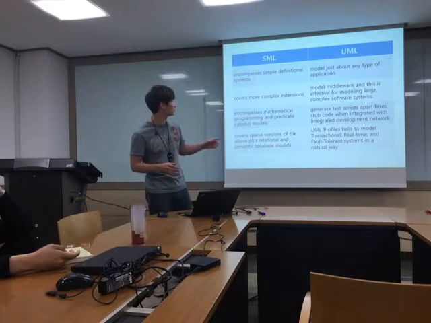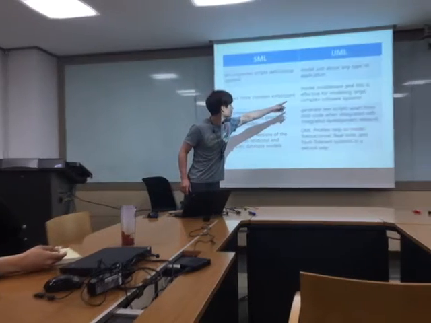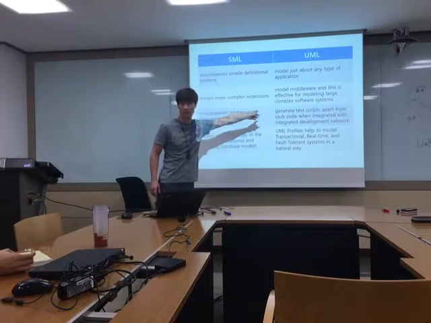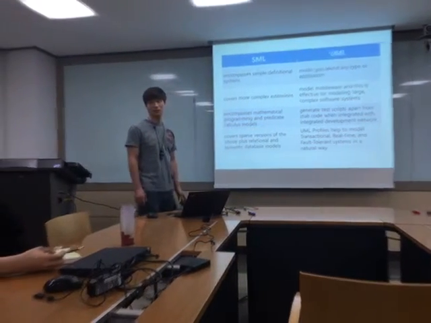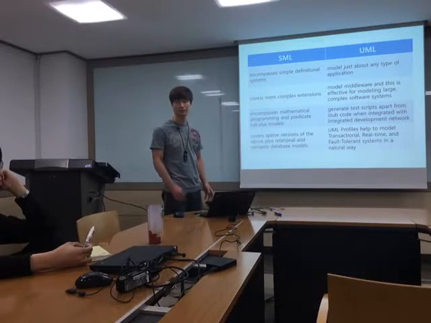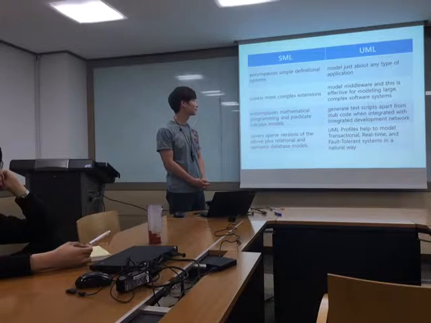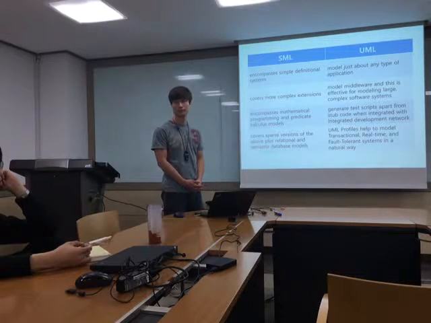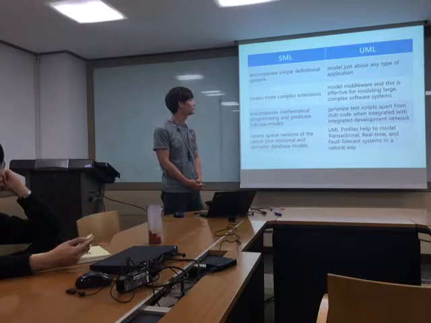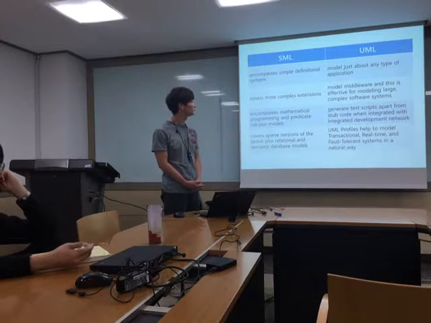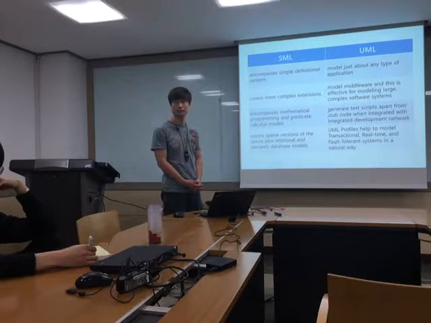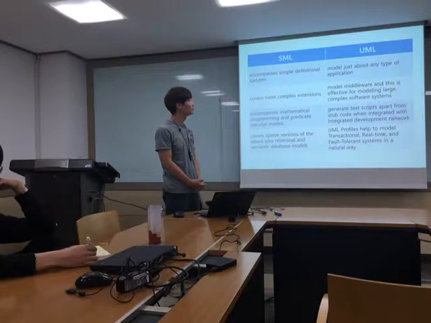Yeah, so you can see this line. UML also can model the complex software system. Yes, it can model the complex software systems. But for the other modeling language, it can cover more complex extensions. So that means like XML can be more powerful than UML. Am I right?